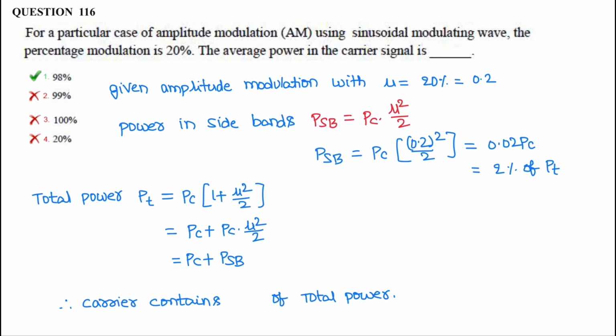Now total power PT is equal to PC into 1 plus mu square by 2, that is PC plus PC mu square by 2, that is carrier power plus sideband power. If sidebands contain 2% of total power, then carrier contains 98% of total transmitted power. Correct answer is option 1.